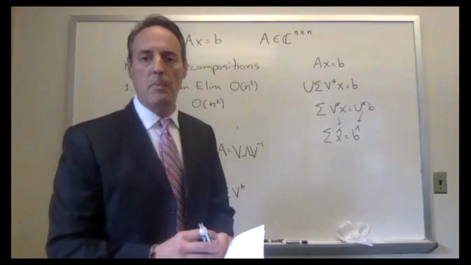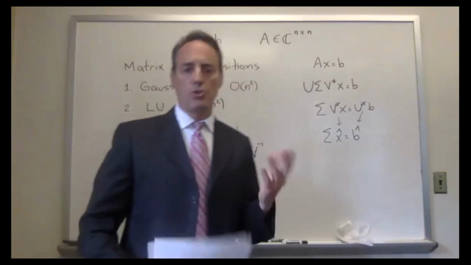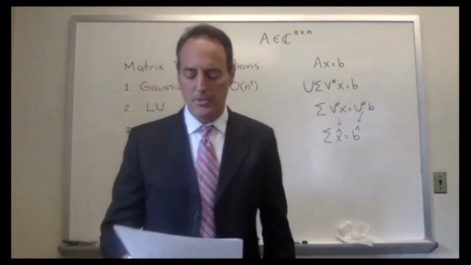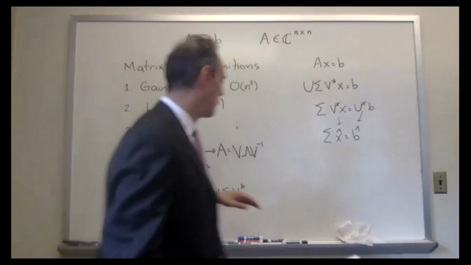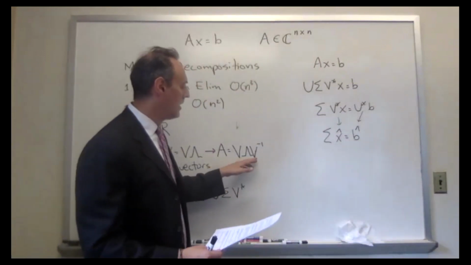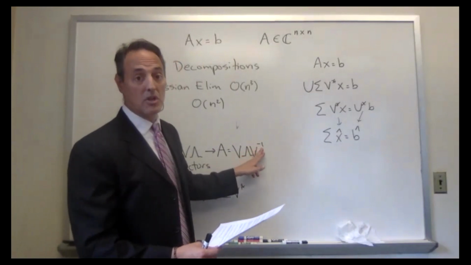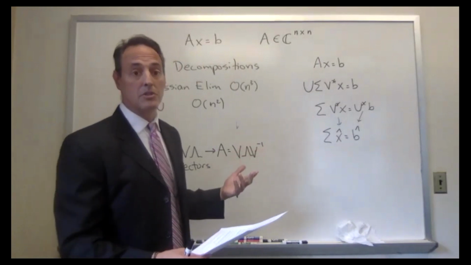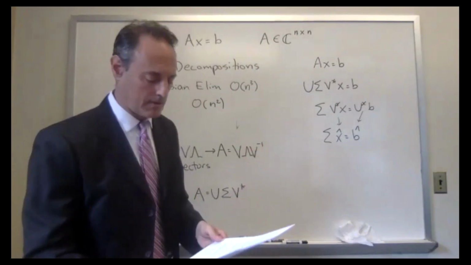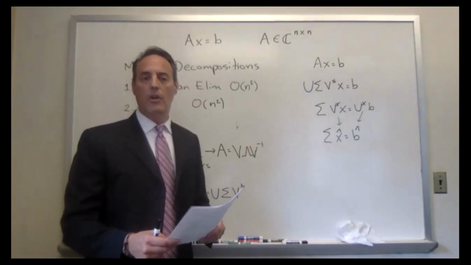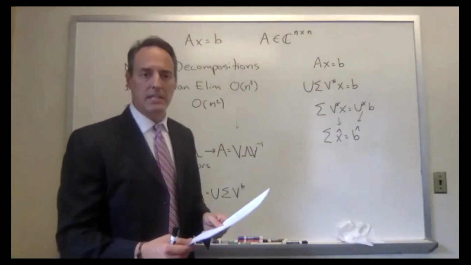There are a couple other ones, but we're pretty close here to the time. One of them is called the Schur decomposition, and the Schur decomposition is restricted to square matrices. And again, it looks very similar to this, except that now, instead of the inverse, you do the transpose complex conjugate. That's the Schur decomposition. You can do that decomposition as long as it's a square matrix.